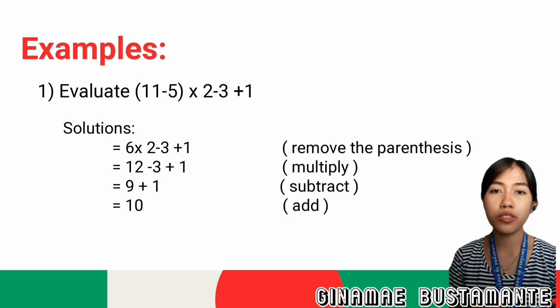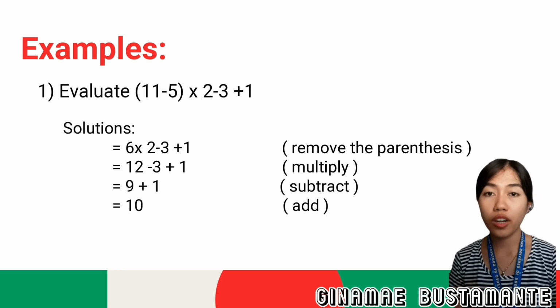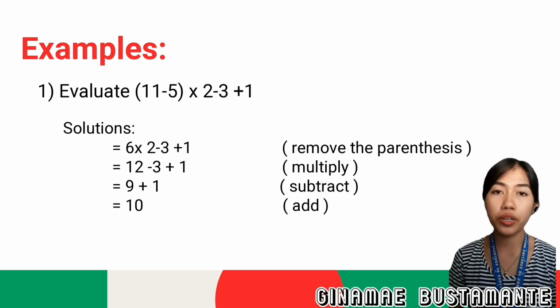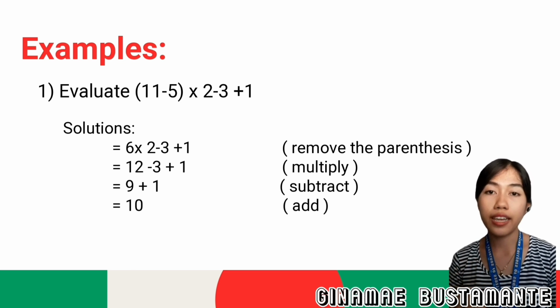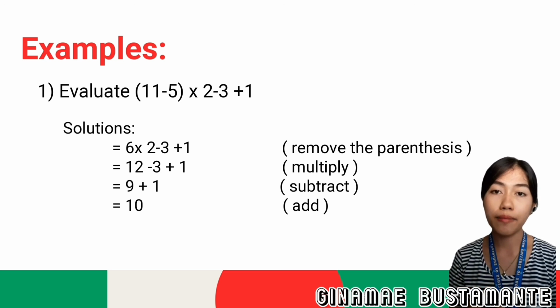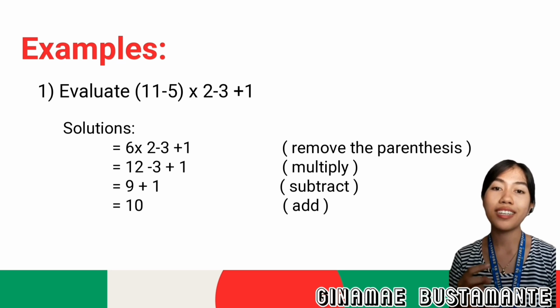So 12 minus 3 plus 1. Subtract 12 minus 3, that is 9. So 9 plus 1. Add 9 plus 1, it becomes 10.